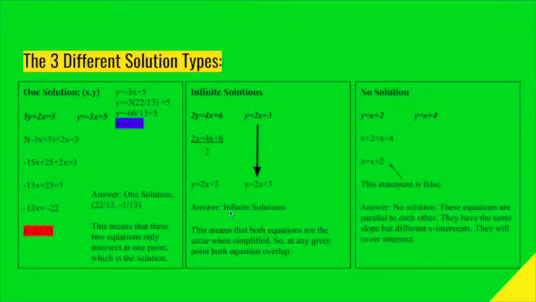Our next type of solution is no solution. So our equations are y equals x plus 2 and y equals x plus 4. So if y equals both x plus 2 and x plus 4, we could set them equal to each other. So when we simplify, we get x equals x plus 2, and we know that this statement is false, so that means there is no solution.